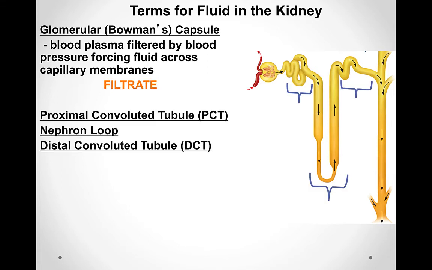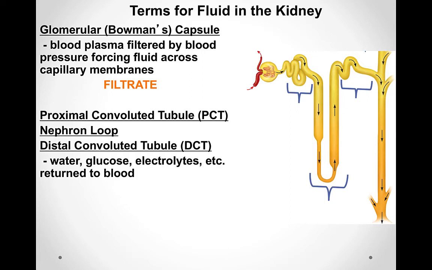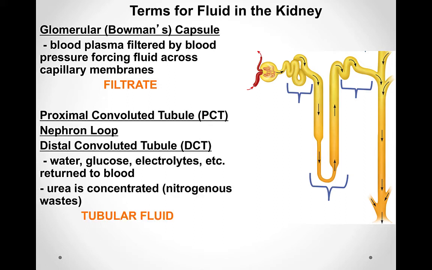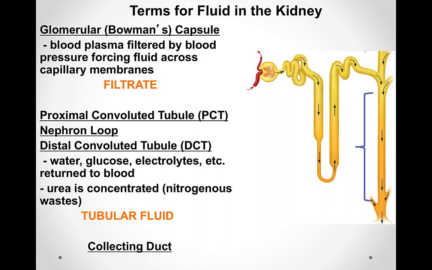The PCT, nephron loop, and DCT all modify this filtrate. Water, glucose, and electrolytes are returned to the blood, and urea is concentrated. In these regions, the fluid is referred to as tubular fluid. Once fluid enters the collecting ducts, it is called urine. Do you remember what hormone increases the water permeability of the collecting ducts and where it is made? Hopefully you said ADH, made in the hypothalamus and released through the posterior pituitary.